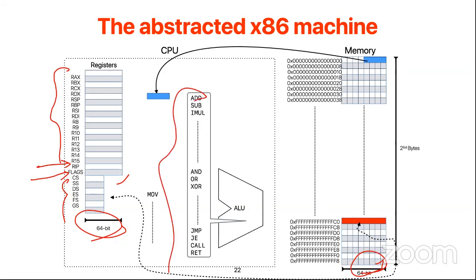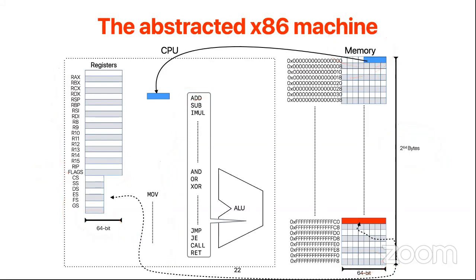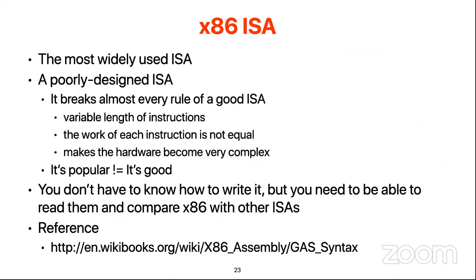And they have quite a lot of instructions. And for the memory part, the current architecture of x86 supports up to 2 to the 64 bytes in its spec. However, most of the processors that you can see only support 2 to the 48. So that's the abstraction of the x86 instruction set architecture. And it's the most widely used instruction set architecture for desktop computers, laptop computers, and data center computers.